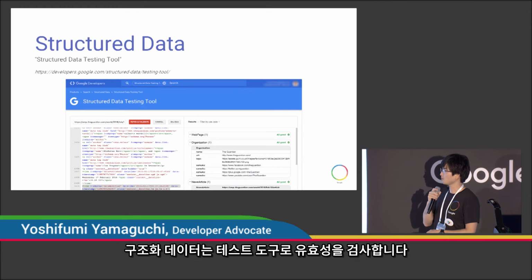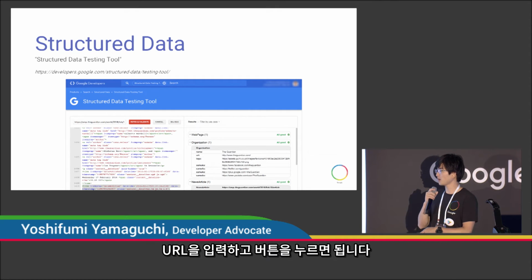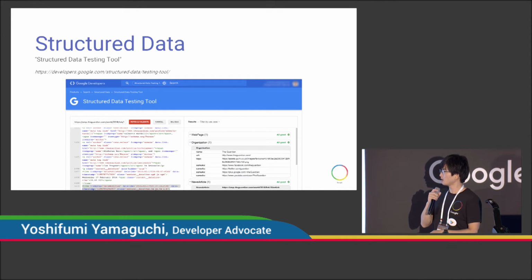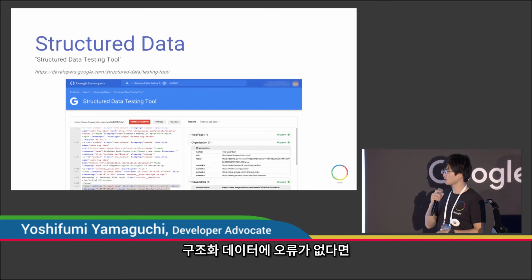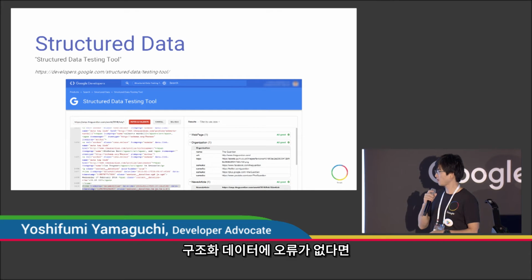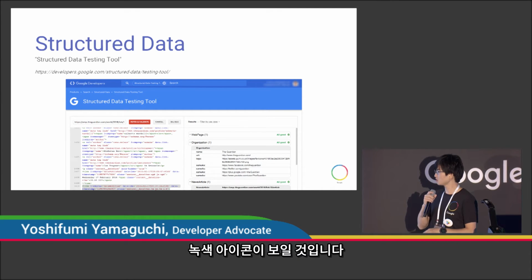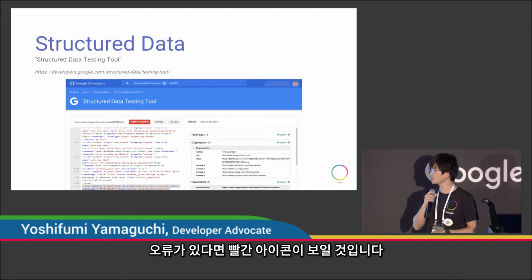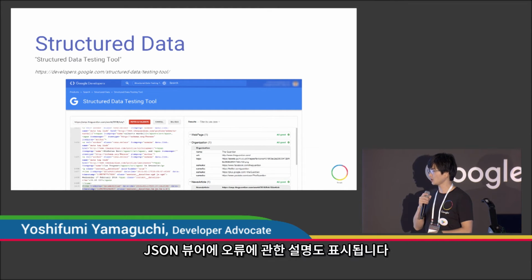The structured data can be validated in the structured data testing tool. Just put the URL of the page and then press the button. If there's no structured data failure, you see this green icon, all good. If you have any errors, you see a red icon here, and then you see what is wrong in this JSON viewer.